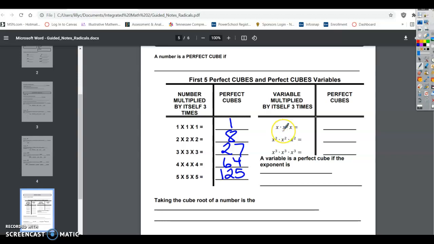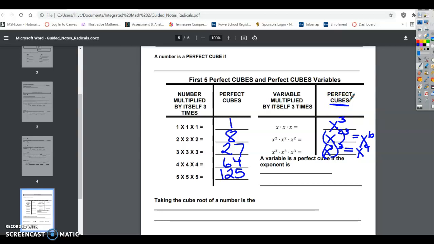All right, same thing with variables. If you have a variable multiplied by itself 3 times, it's a perfect cube. So x cubed, x squared cubed is a perfect cube, but if you simplify that, 2 times 3 is 6, and then 3, 6, 9, x cubed, or x to the 9th power. So 3, 6, 9, these are considered perfect cubes when you're talking about a variable.